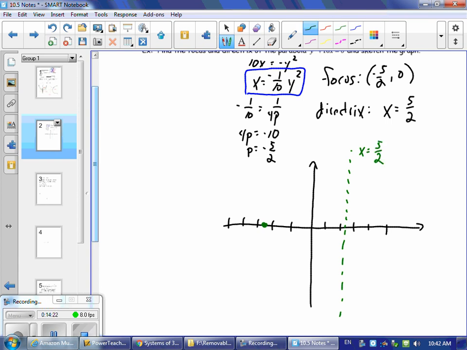And then if I go ahead and sketch the parabola, it looks something like that. And again, every point on that parabola should be equal distance away from the focus and the directrix. All right, that is a parabola.